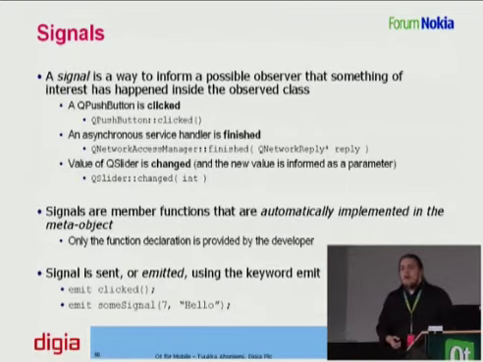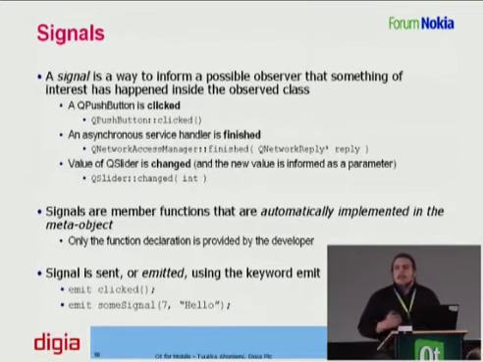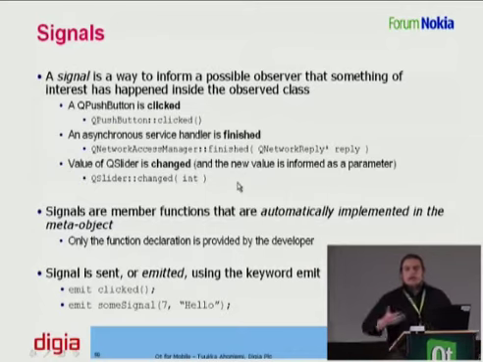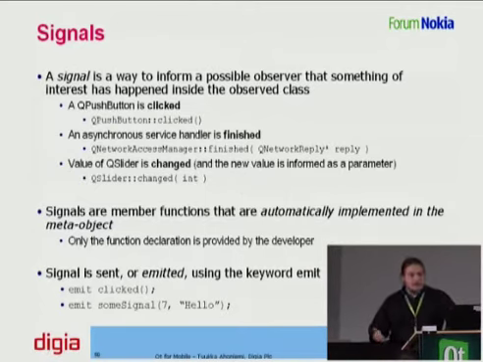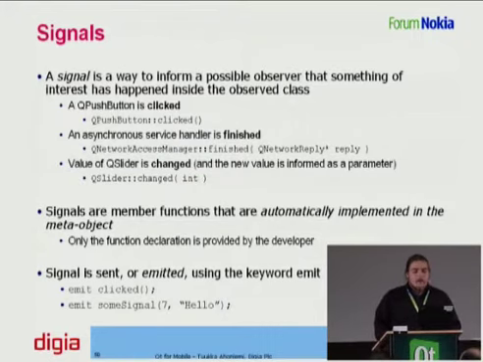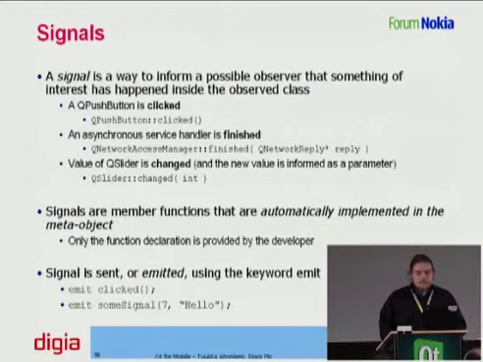It doesn't need to be a GUI component. You can have just some asynchronous service handler like Qt Network Access Manager. This is for doing network requests. After having the request completed, downloading that stuff over the web, it will tell finished. Hey, the web page is now loaded, in case someone was interested. Signals can also carry data along. For instance, a Qt slider will emit a signal whenever its value is changed.